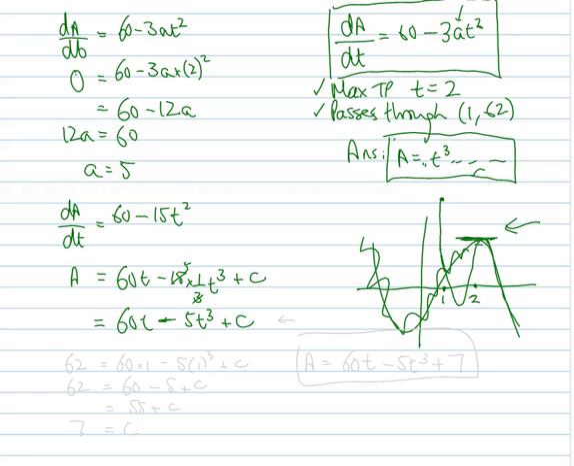And now we can use the fact that it passes through this point (1, 62). So we know that 62 is 60 times 1 minus 5 times 1 cubed plus a constant. So what do we get? 62 equals 60 minus 5 plus c. That's 55 plus c. Subtract 55 from both sides, we get 7 equals c. c equals 7. Okay, so the answer is, the equation of the curve is A equals, let's substitute back into this equation here, 60t minus 5t cubed plus 7.